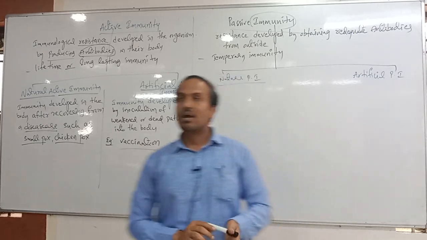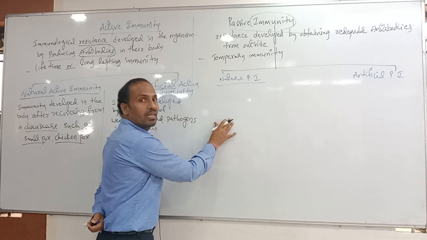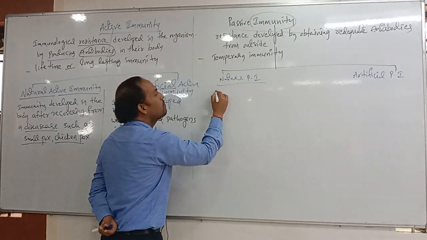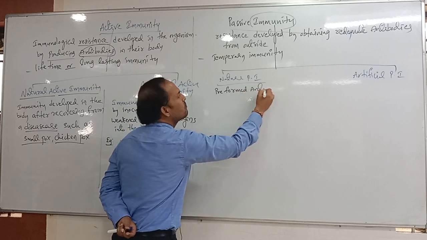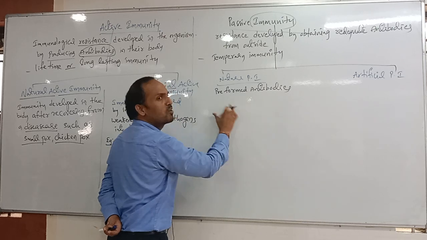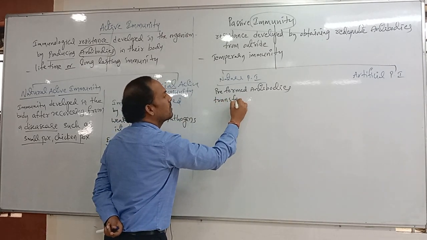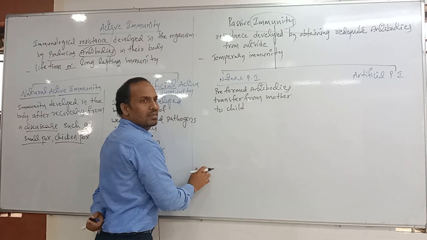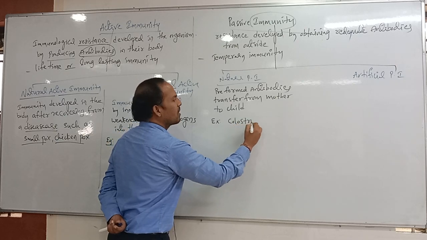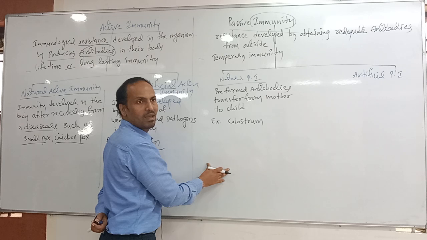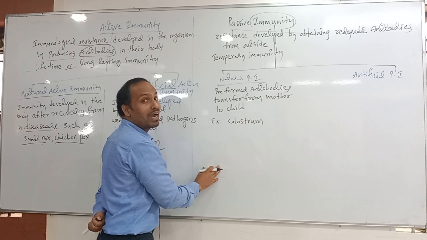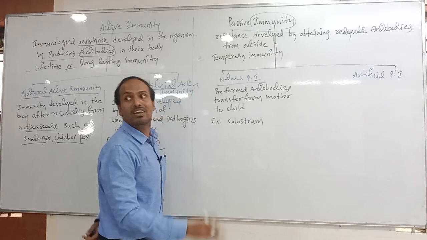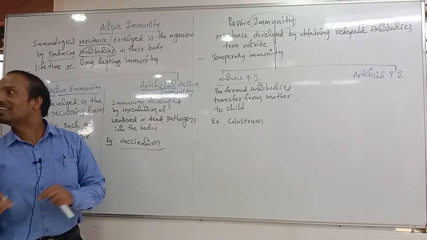So what is the best example of natural passive immunity? Those are called preformed antibodies. We are taking the antibodies from outside, or not? Those antibodies are called preformed antibodies. Preformed antibodies transfer from mother to child, or mother to baby. What is the best example? Colostrum. Colostrum contains good antibodies. IgA type of antibodies are there. Clear? And which antibodies cross the placenta? IgG antibodies cross through the placenta. They move from mother to fetus.